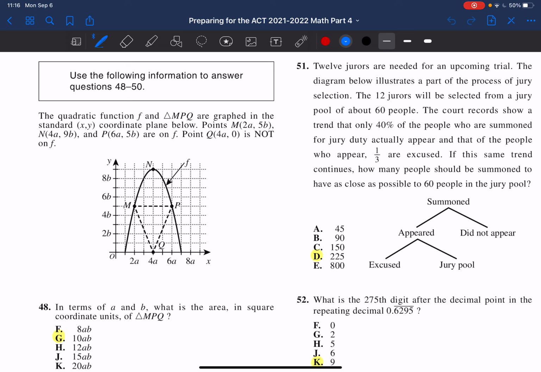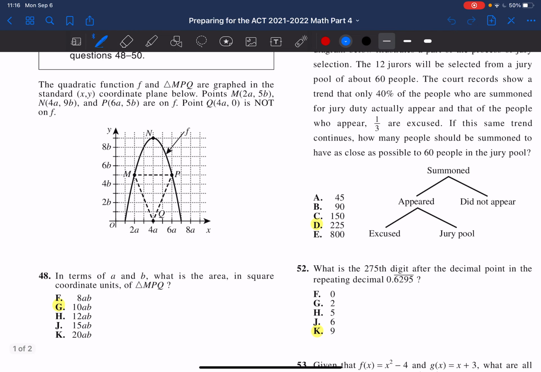So starting with 48, this is a three-part problem where we all have to look at this graph and use it in 48, 49, and 50. It says the quadratic function, that's this upside down parabola, and this triangle are graphed. They give us the coordinates for points M, N, and P. Now number 48 says, in terms of a and b, what is the area in square units of the triangle?